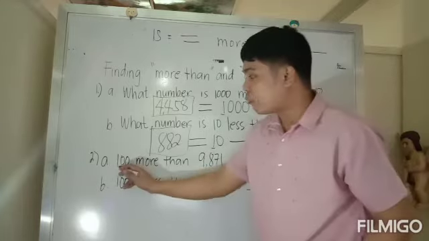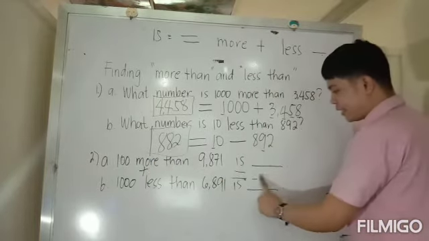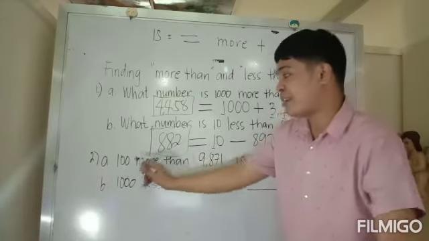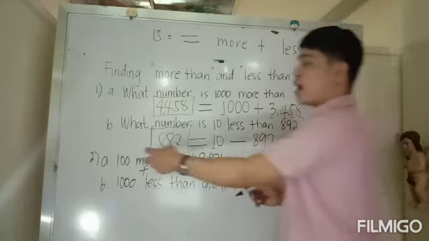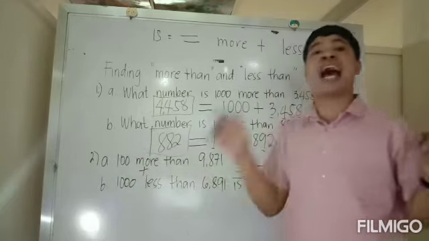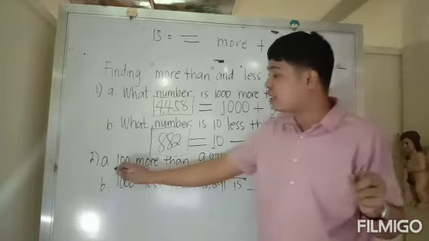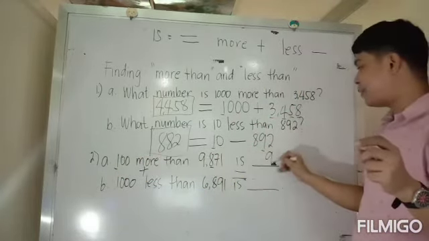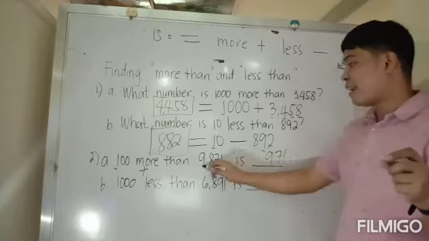9,871, and then 100 more means plus. So now, I will erase this. So now, you're just going to plus, okay? So 100 plus 9,871. Since this one is hundreds, or having 3 digits only, so you will just add their hundreds digit. So the hundreds digit here is 8, and the hundreds digit is 1, yes. So 8 plus 1 equals 9. And then copy your numbers going to the right, 7, 1, and copy 9.